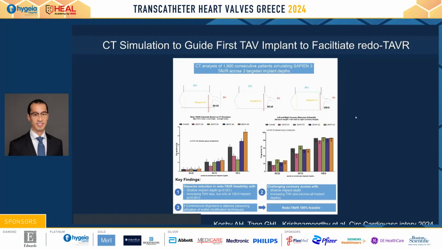Now, CT simulation before the index TAVR might be important because you can see what is the likelihood of redo TAVR. You can see this paper just published in Circulation by a group showing that if you have a higher implant, your likelihood of redo TAVR being unlikely will go up, so it will be less feasible. At the same time, it's going to be the same in terms of coronary access as well after 2 valves being placed.